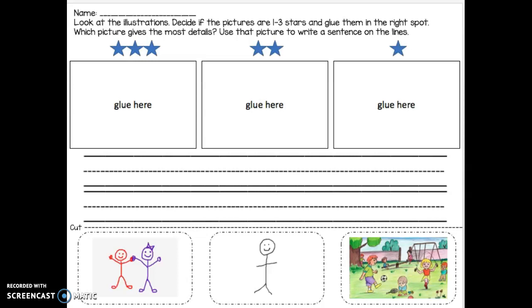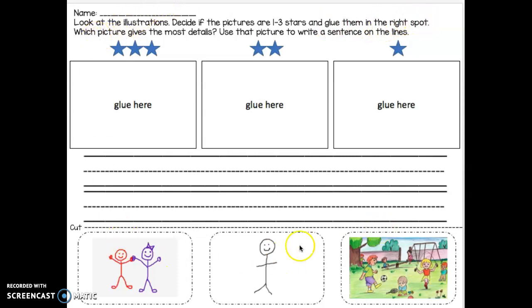For this activity, you're going to put your name at the top, and then you're going to look at the illustrations. Remember, illustration means picture. Decide if the pictures are 1, 2, or 3 stars, and glue them in the right spot.